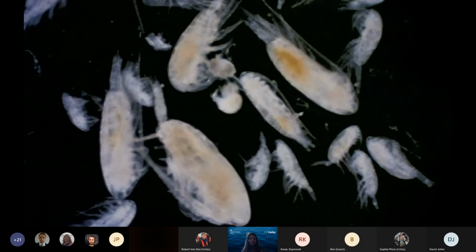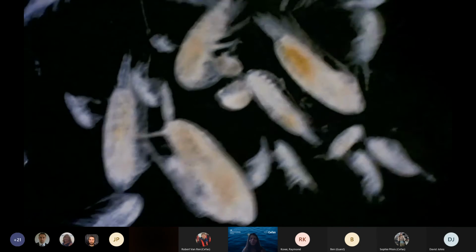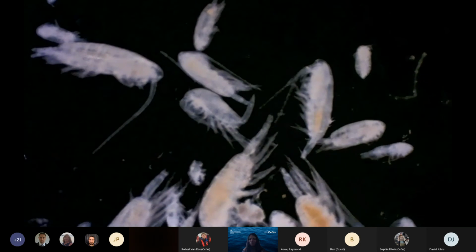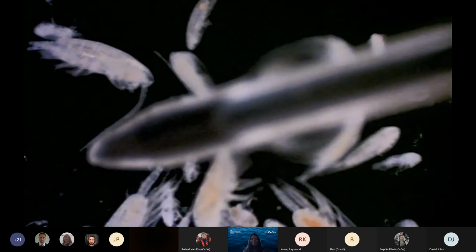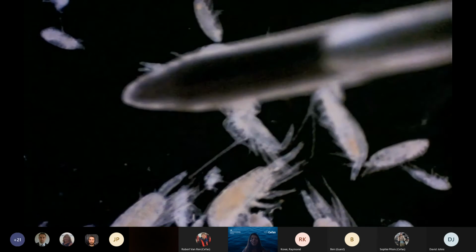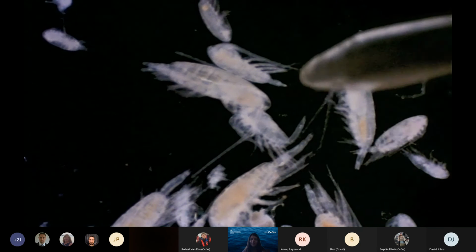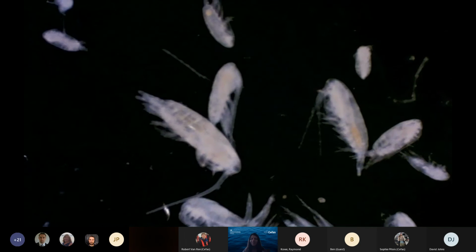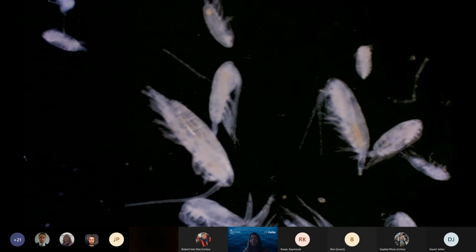So here you can see the trusty pokey stick being used to manipulate the specimens, as we would normally do for identification purposes. The key features we typically examine during this are such things as the number of segments on certain sections of the body, and even the number of processes or setae on individual limbs.